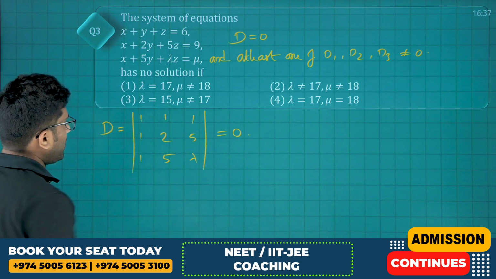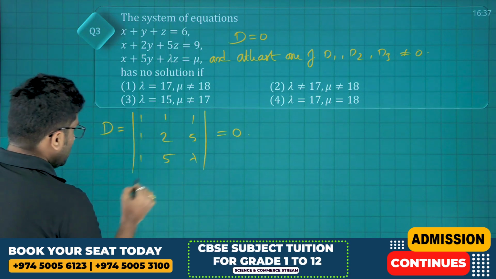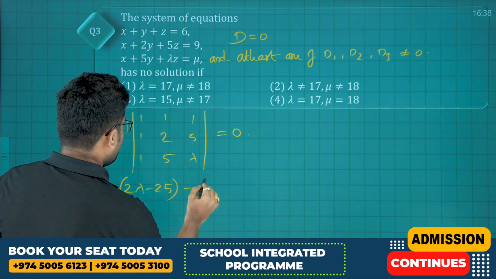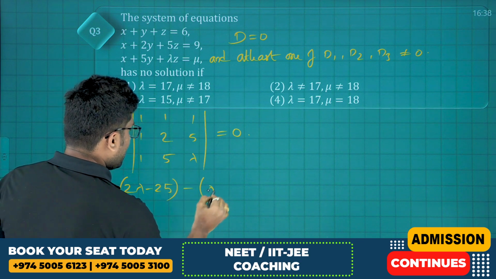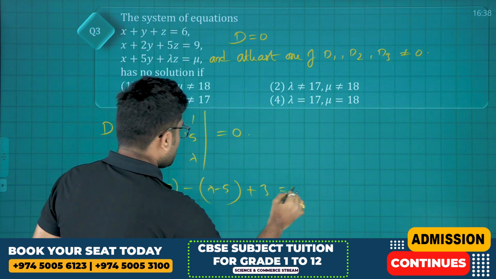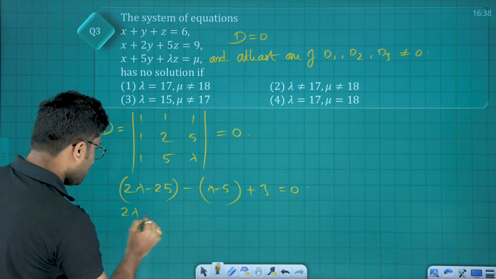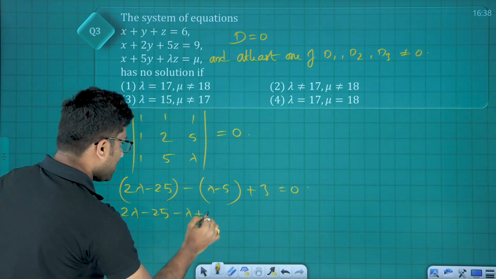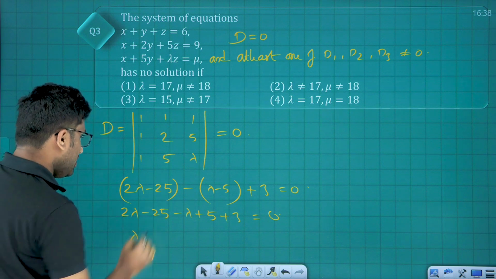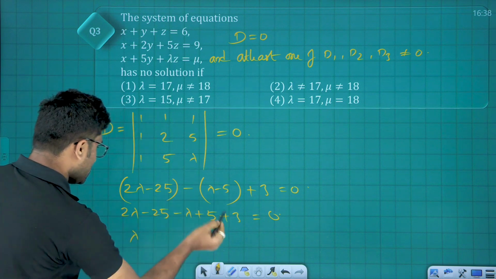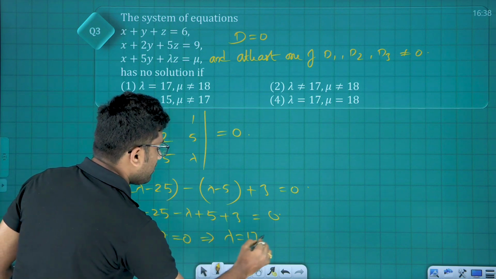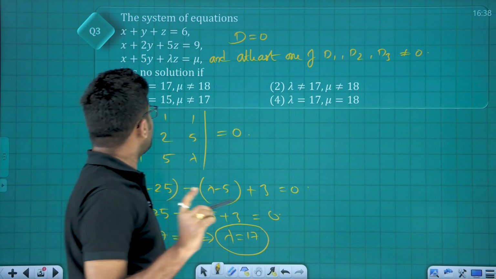So from here, if you expand this, 2 lambda minus 25, minus of lambda minus 5, plus 5 minus 2, that is 3, is equal to 0. So 2 lambda minus 25 minus lambda plus 5 plus 3 is equal to 0. 2 lambda minus lambda is lambda, minus 25 plus 5 minus 20, plus 3 is minus 17, equal to 0, which implies lambda should be 17, friends. So for sure lambda is equal to 17.